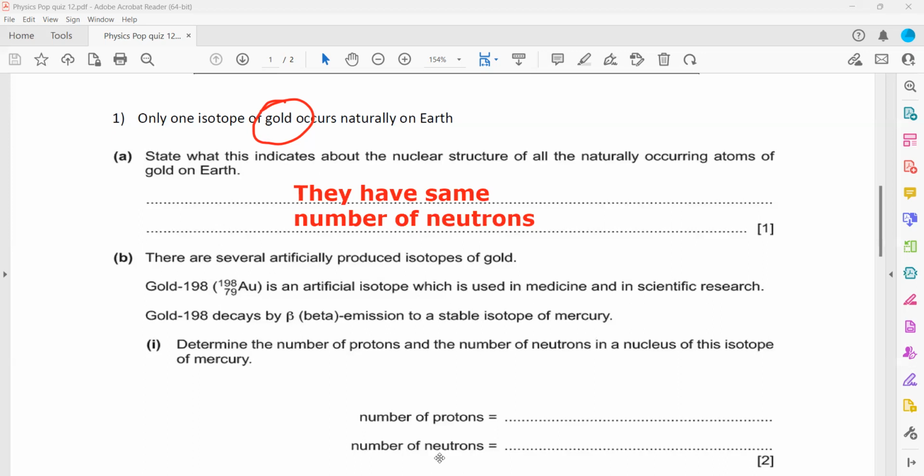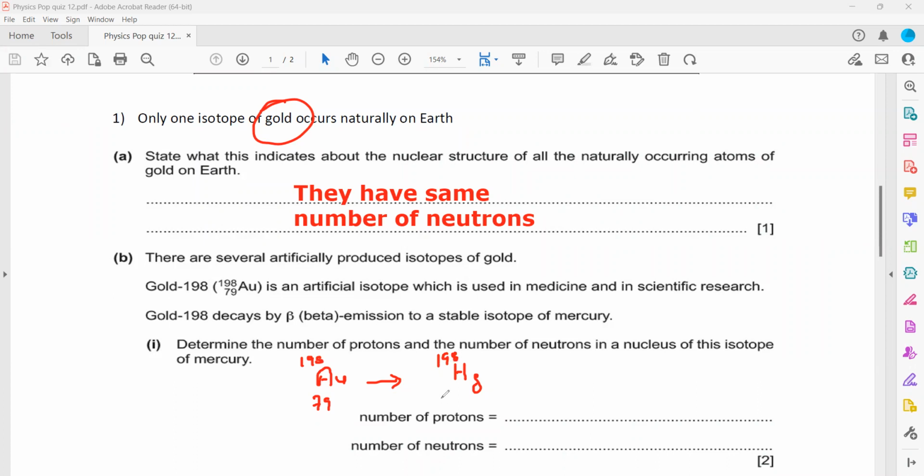So first, we have to write an equation for what will happen. We have gold, which is 198 and 79. Because it is emitting a beta particle, the nucleon number does not change, as a neutron is converted into a proton. So one neutron decreases, one proton increases, but the nucleon number does not change. So it will be 198.